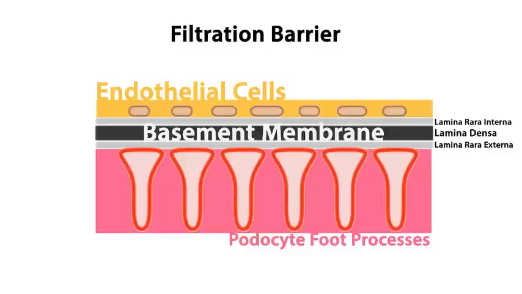The primary function of the glomerular basement membrane is to restrict the passage of plasma proteins and help maintain the structural relationship between the glomerular capillary endothelial cells and podocyte foot processes.